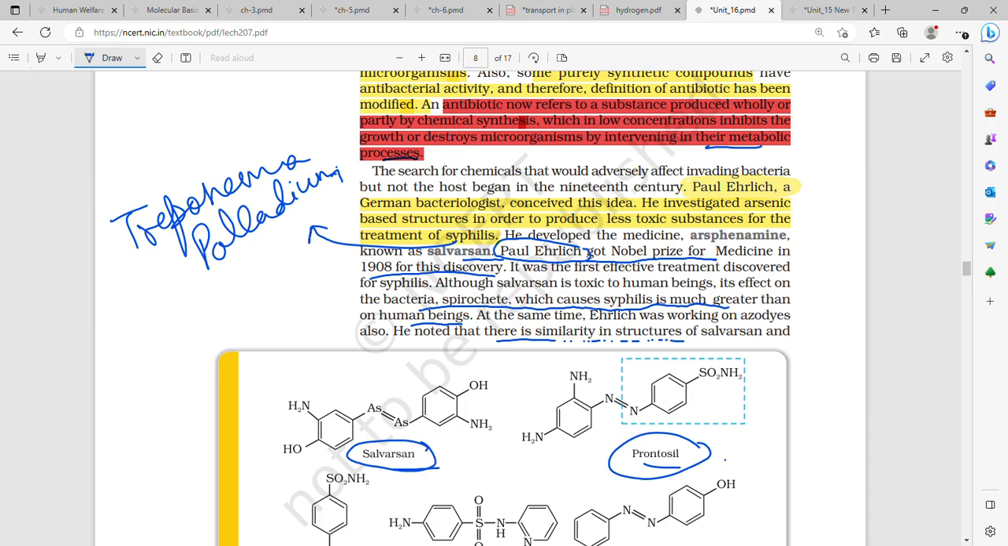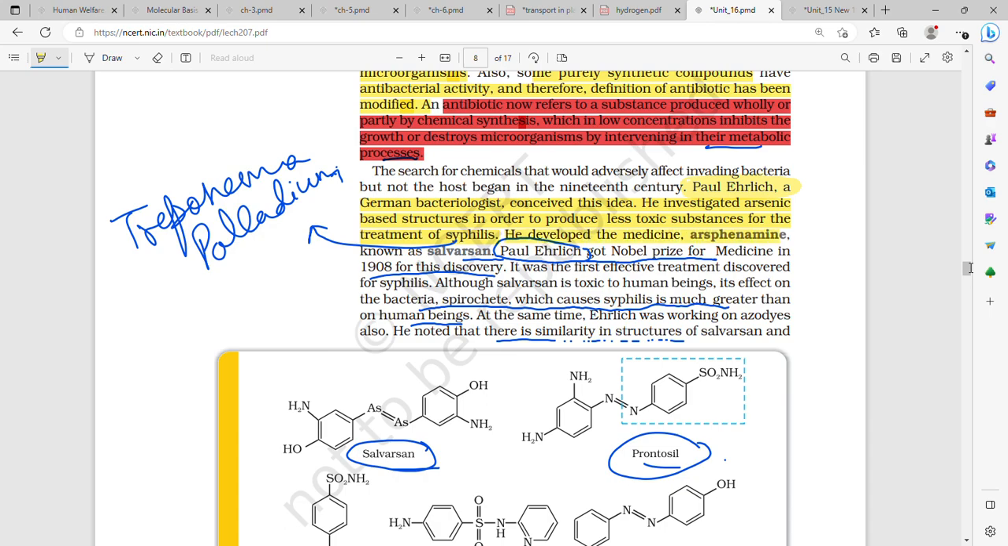For that we need to have antibiotics. But Paul Ehrlich, who was a German bacteriologist, conceived this idea that we need to search for chemicals which would kill the microorganism, but would not affect us humans and animals adversely. So he investigated arsenic-based structures in order to produce less toxic substances for treatment of syphilis.